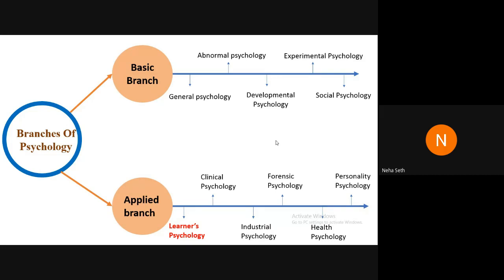Okay, so there are different branches of psychology. These are majorly categorized into two parts. One is basic, or we can say pure psychology, while the other is applied psychology. Pure or basic psychology includes abnormal psychology, experimental psychology, general psychology, developmental and social psychology. When we talk about the applied branch, it includes personality, health, forensic, industrial, clinical, and learner psychology. So today's focus will be on learner psychology related to students in higher education, the college or university system. Okay, please come to the next slide.